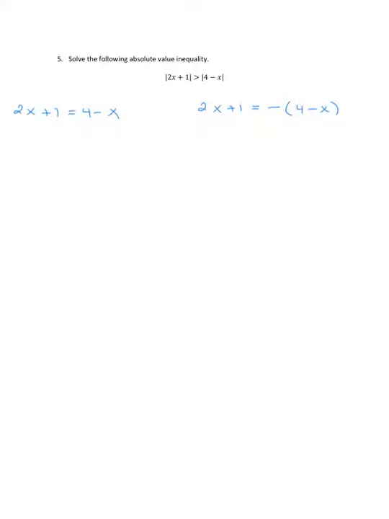The one on the left, I'm going to add x to both sides and also subtract 1. And this leaves me with 3x is equal to 3. That's pretty simple, actually. We get that after dividing both sides by 3. X is equal to 1.